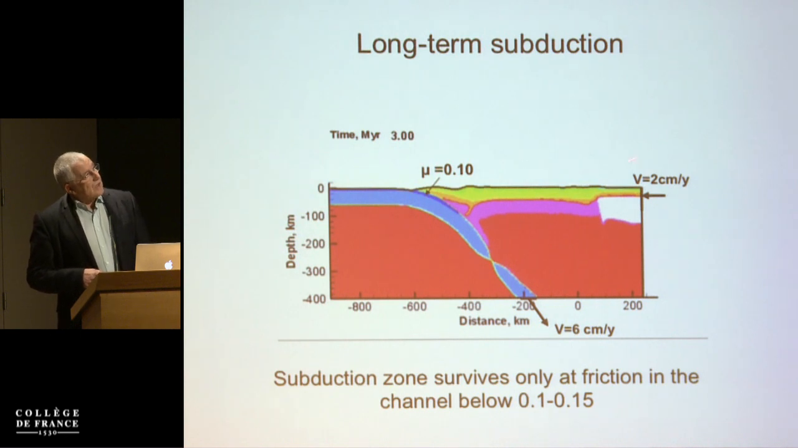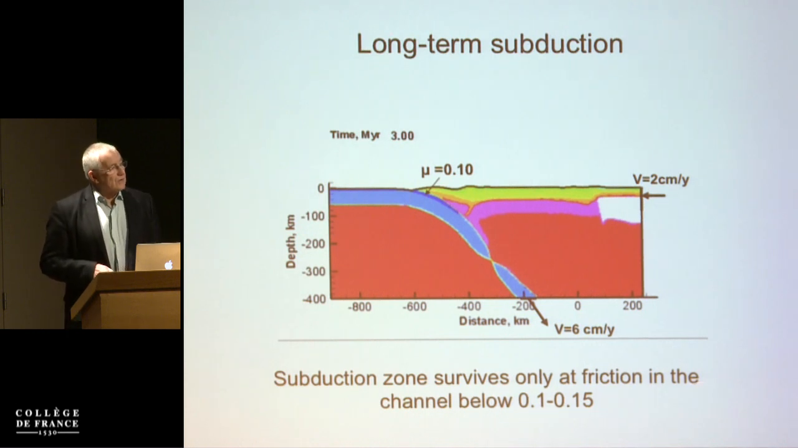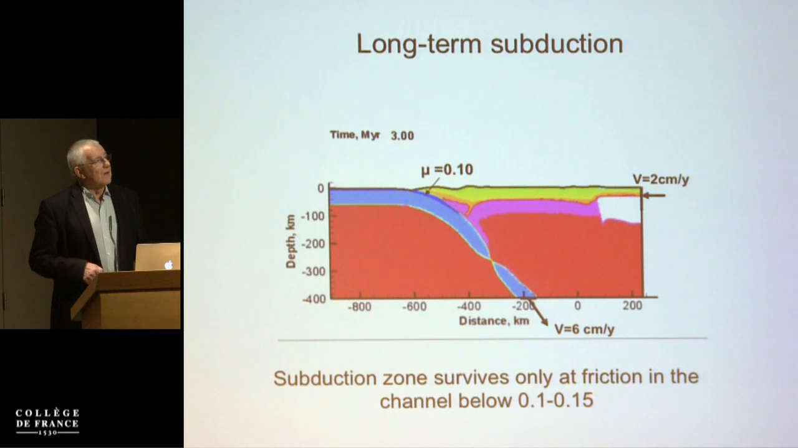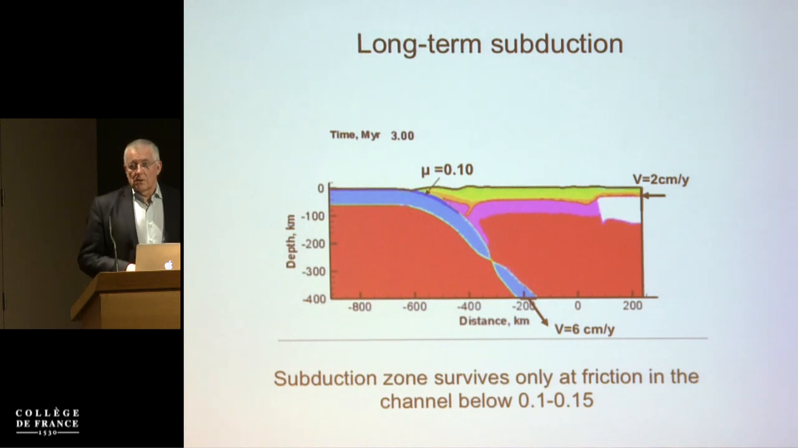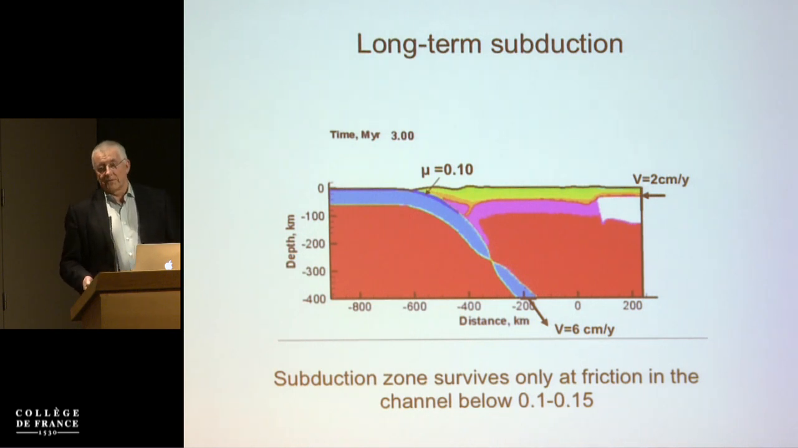If we decrease it, so we go to 0 overriding rate, or put inside a colder slab, then the friction coefficient for the survival of a subduction zone goes to only 0.15. So no subduction zone can survive if the average friction coefficient here at the interface is higher than 0.15.